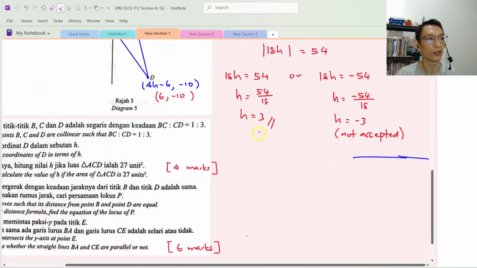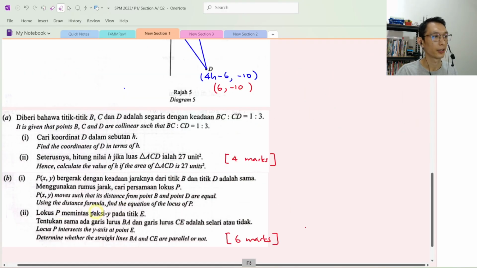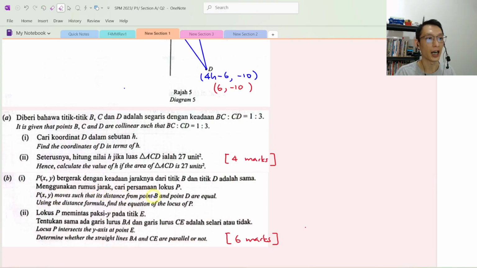H is equal to 3. So this is the answer for the second part of part A. Now let's go to part B. P(x, y) moves such that its distance from point B and point D are equal. So the question asks us to use the distance formula to find the equation of the locus of point P.